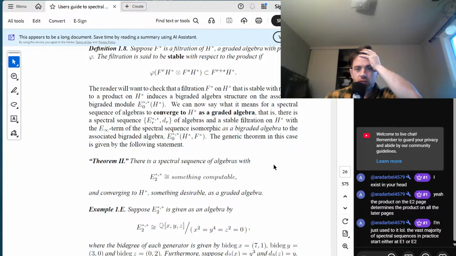We want to check that a filtration that is stable with respect to H induces a bi-graded algebra structure on the associated bi-graded module. Right. And E double star 0 was the summing over something.